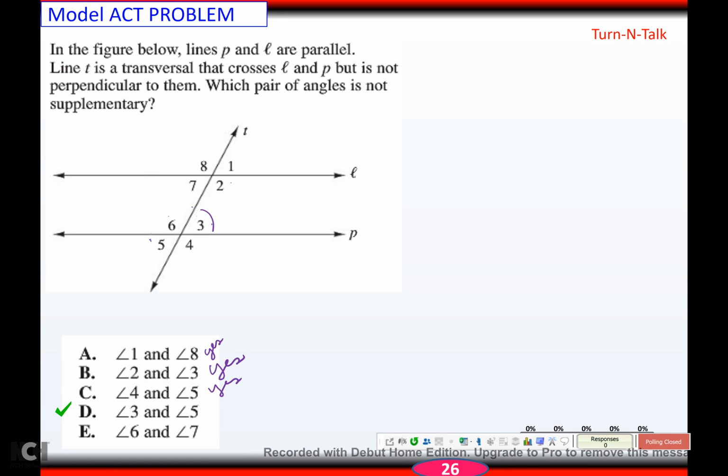3 and 5, those are vertical angles. Okay, those are not supplementary. They're equal to each other, unless they were 90 degrees, which it says that they aren't, because it says the transversal is not perpendicular. So no, those are not supplementary. And then 6 and 7 are, for the same reason 2 and 3 are. I could say that 7 is equal to 3, so I could put 7 here, which means 7 and 6 do make a straight line, which is supplementary. Okay?